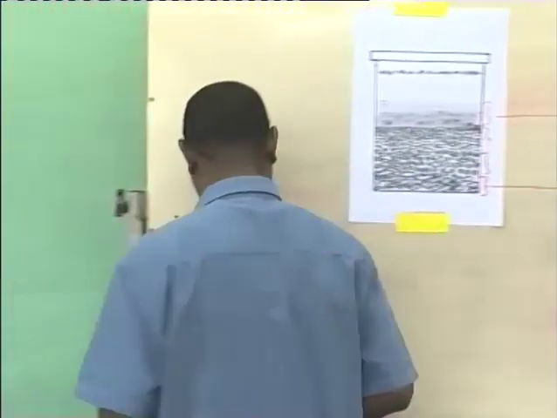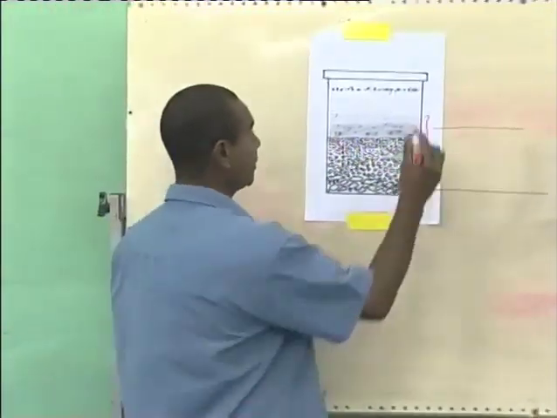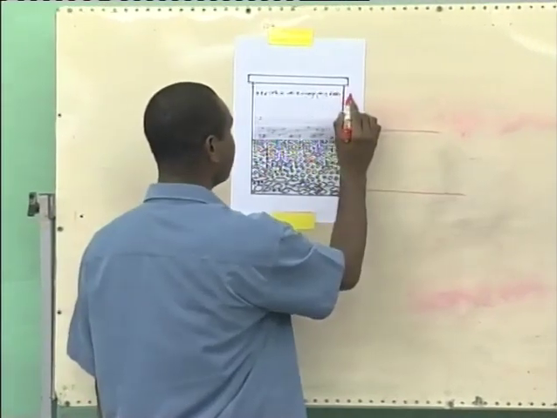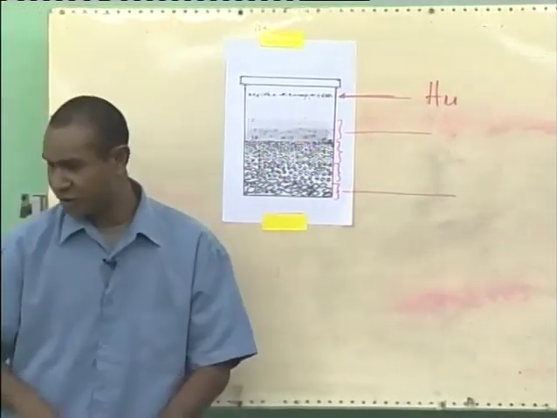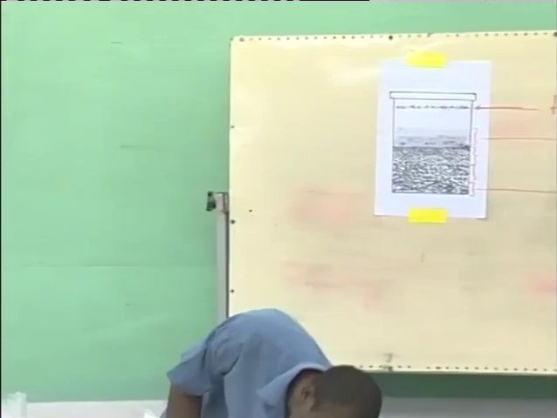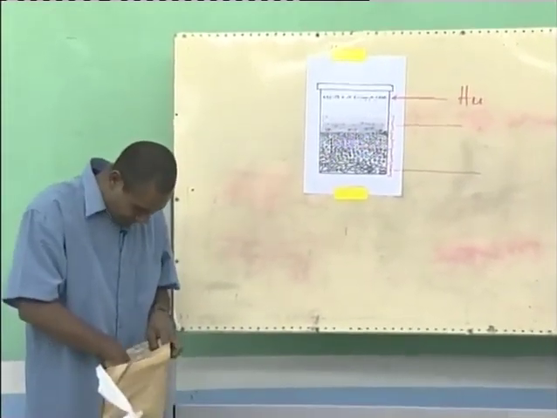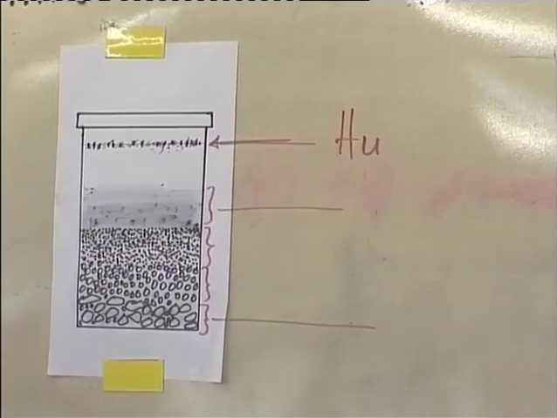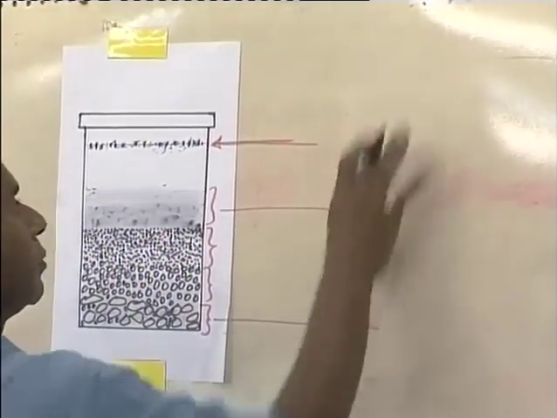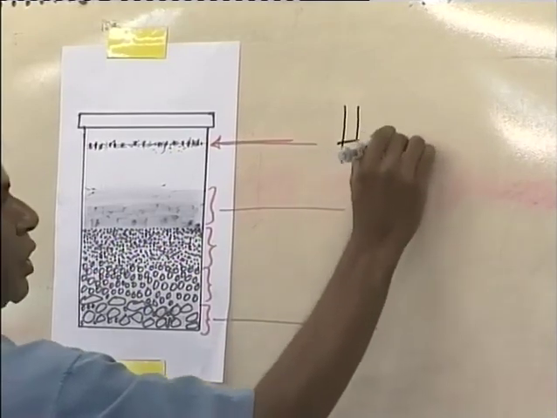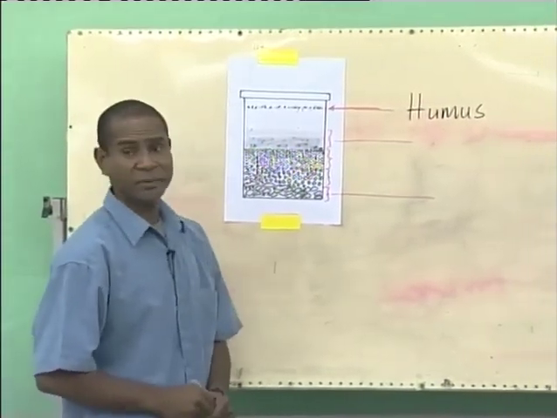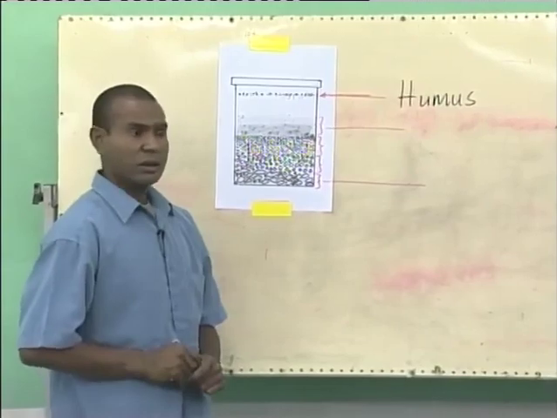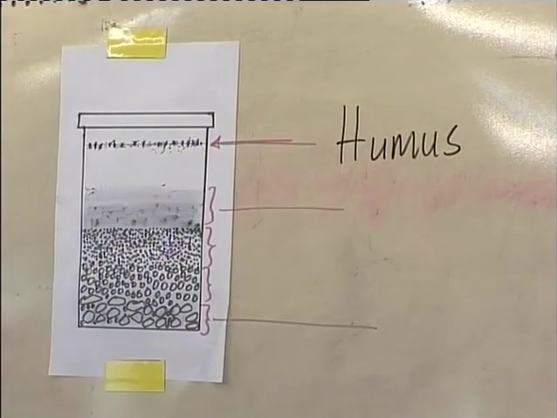Let's have a look at the diagram on the board that I have for you. We see that from your observation, at the top layer, what is floating is called the humus. You said rubbish. So these are bits and pieces of plant fibers and animals or organisms that live in the soil.